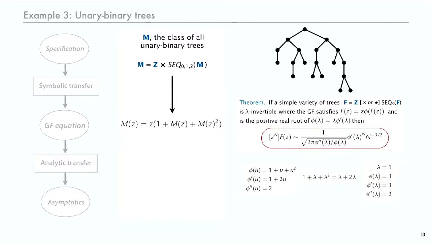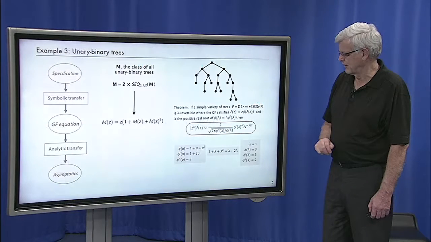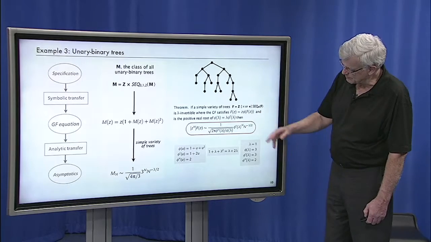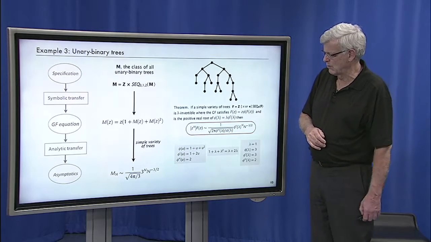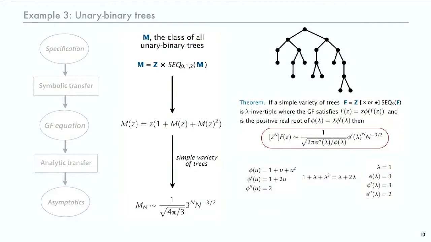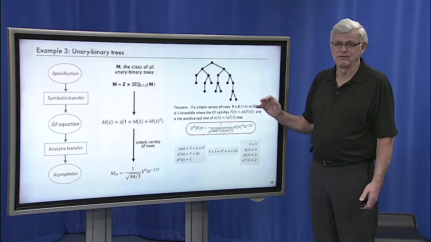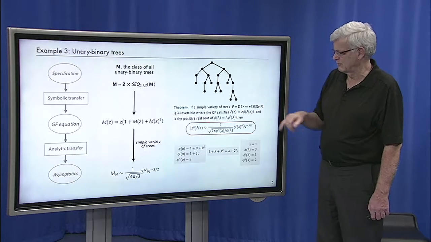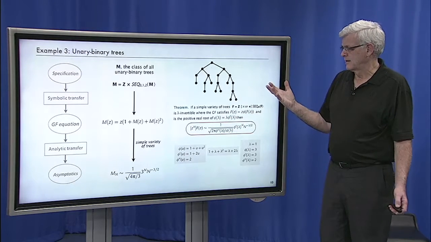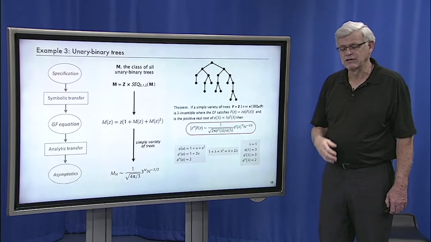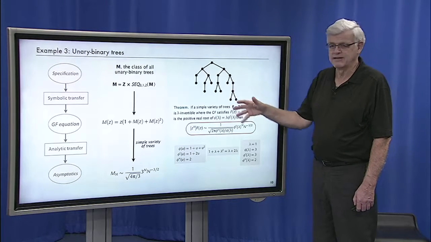Then evaluate the characteristic function and its derivatives at lambda, and we get 3, 3, 2 in this case. So phi prime is 3, so that means 3 to the n is the exponential growth, and this time the constant turns out to be square root of 3 over 4 pi, times n to the 3 halves. So all simple varieties of trees are going to have n to the 3 halves. They're going to have exponential growth, and the difference is what's the factor and what's the constant. Again, straight from the spec to the generating function equation to the coefficient asymptotics without anything in between.